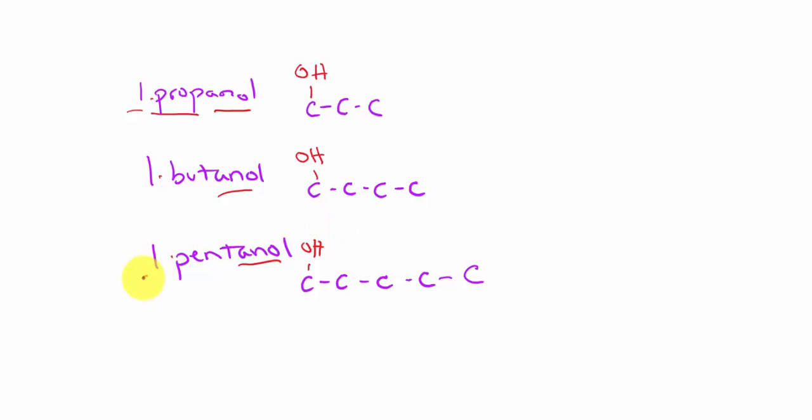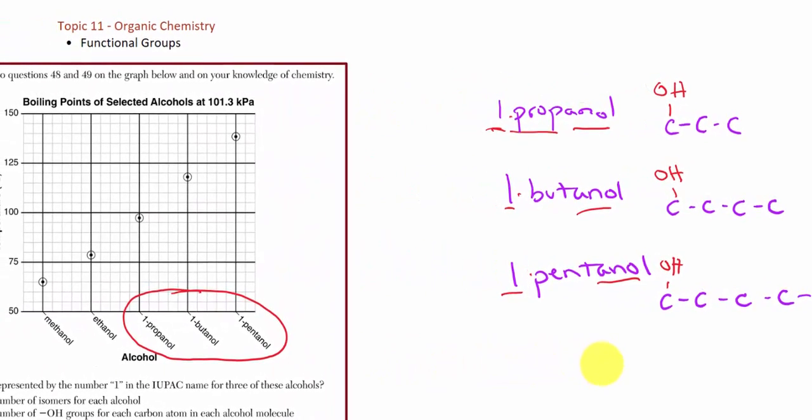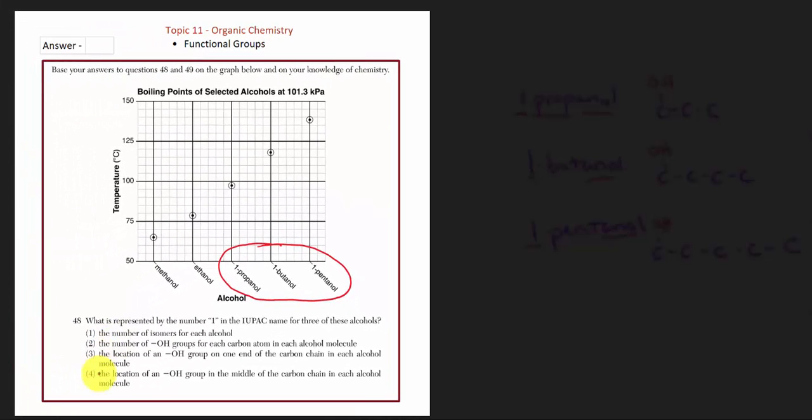So the purpose of the number in front of the name is to tell us the location of the hydroxyl group. The answer that corresponds to that idea is the third one: it's the location of an OH group on one end of the carbon chain in each alcohol molecule. Answer 3.